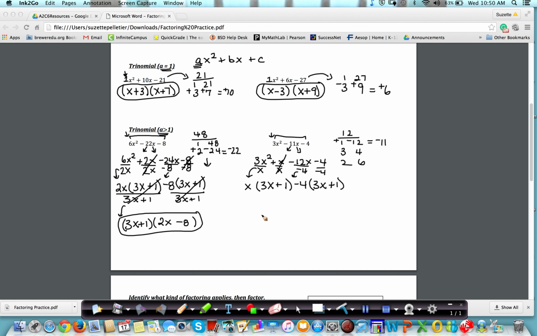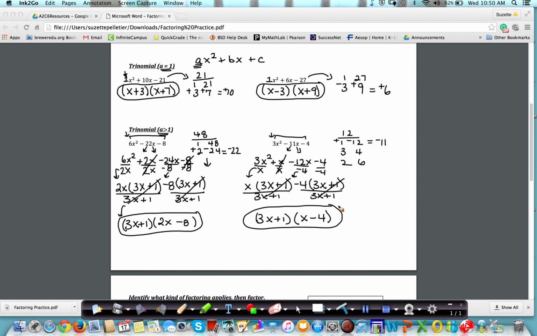Okay, so both of those terms have a 3x plus 1 in common. And if I were to remove it, we need to look at what's left. Okay, so left here is just x, and left here is just negative 4. And those are your 2 factors.